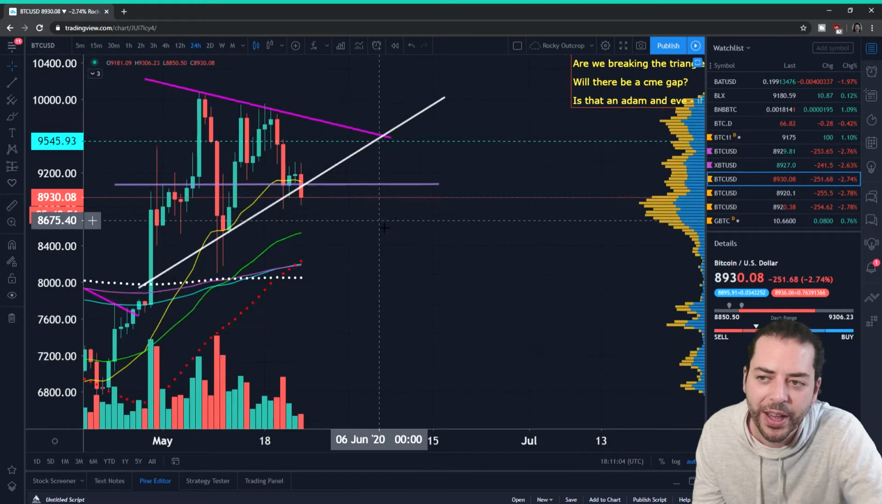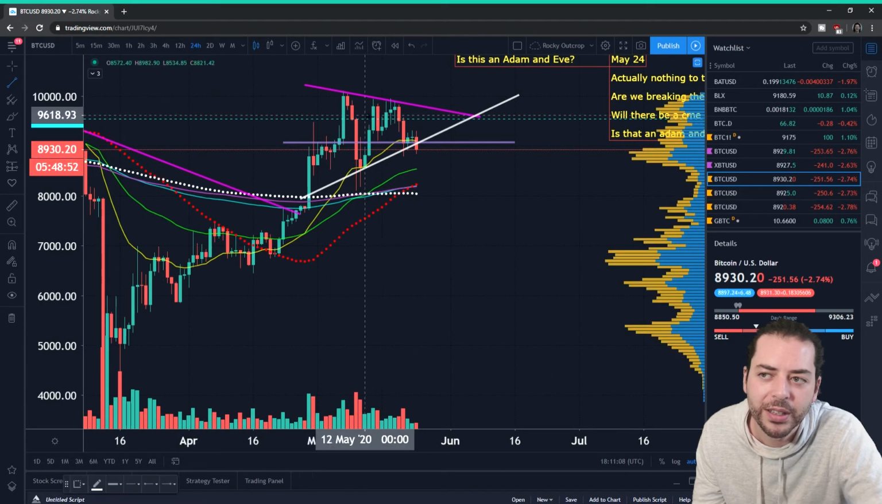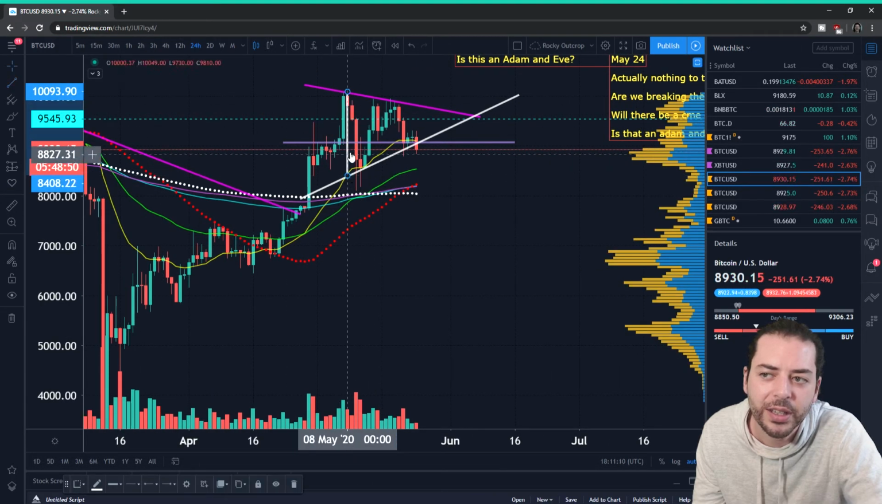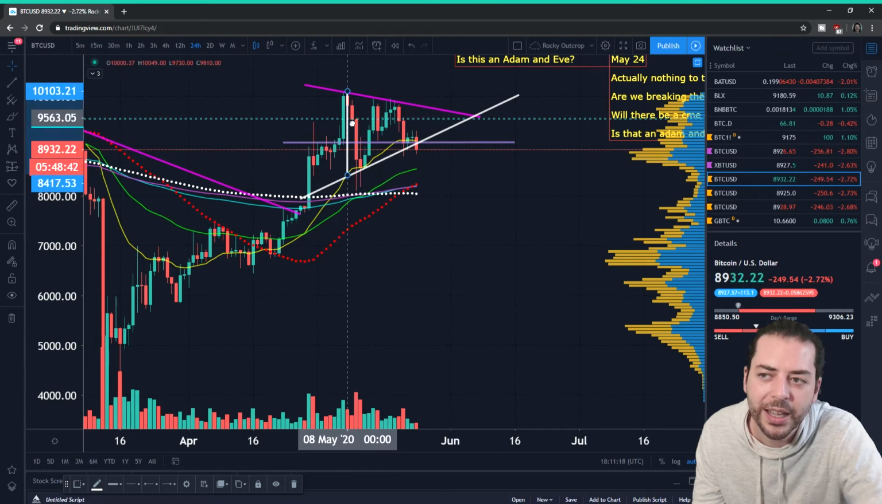All that's fine, and ultimately as well, looking at this, like I say, these pattern things all kind of work around the same sort of basis. So if this was a symmetrical triangle, we broke out of it and came down, then you'd be looking at 7,500. If this is the Adam and Eve pattern, then actually the measured move for it is more or less the same.